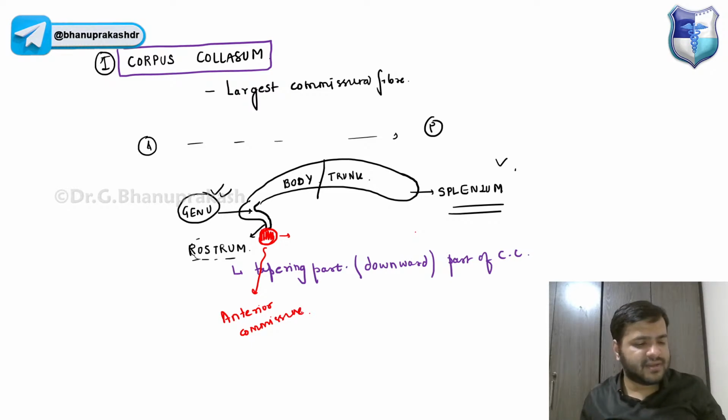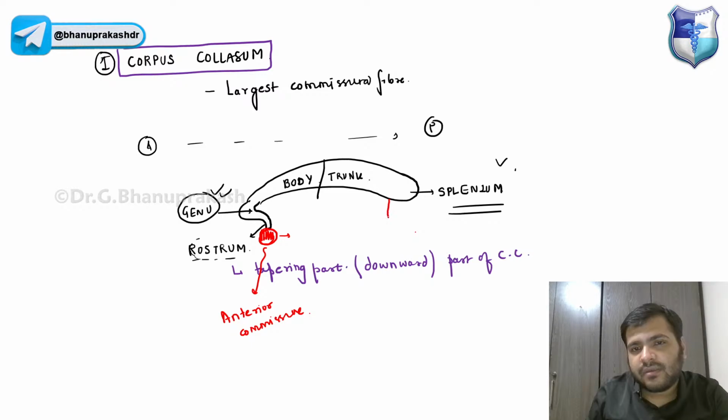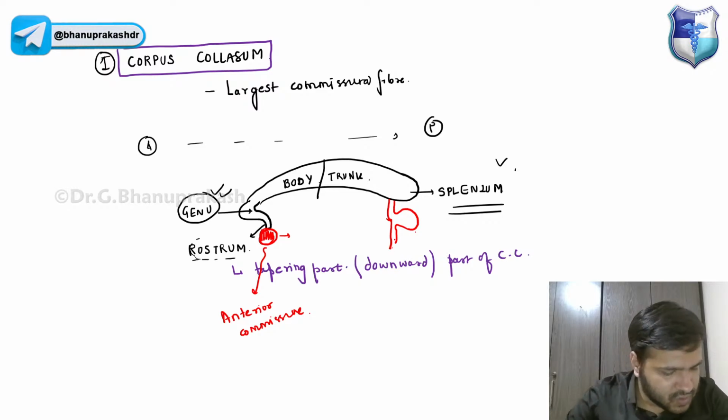Now, what is present in the posterior aspect, guys? What is present in the posterior aspect, in the splenium part? You will see that we have a pineal gland, just below this. And this pineal gland basically has two laminae.